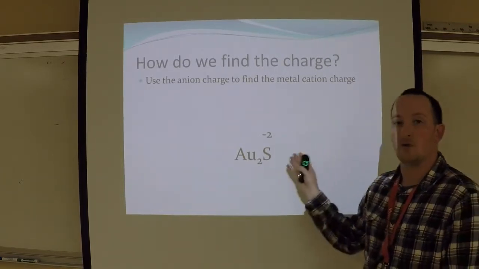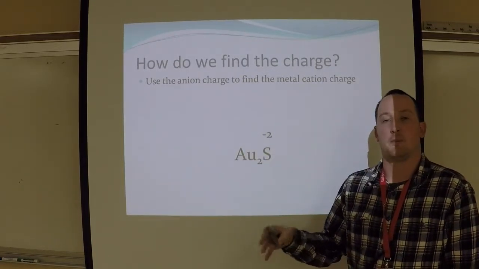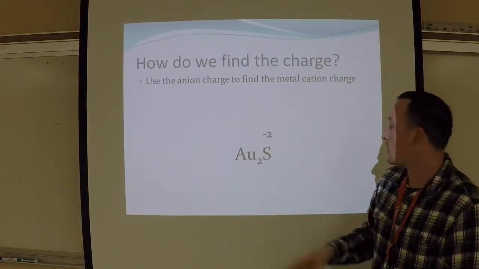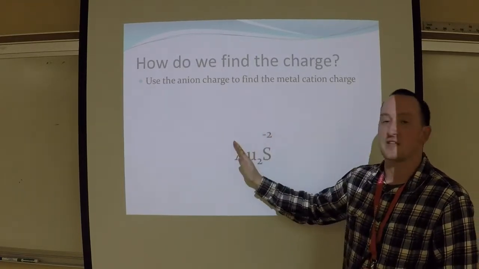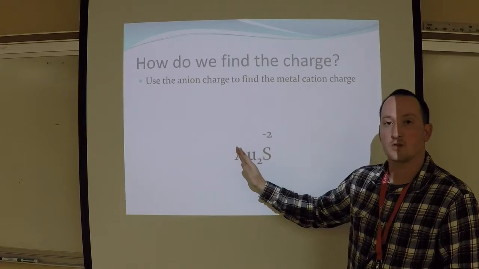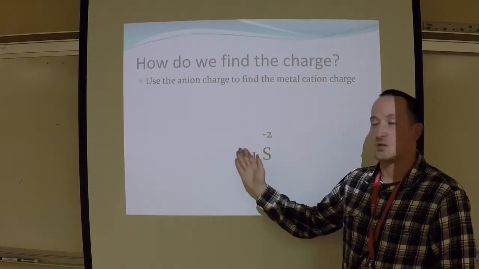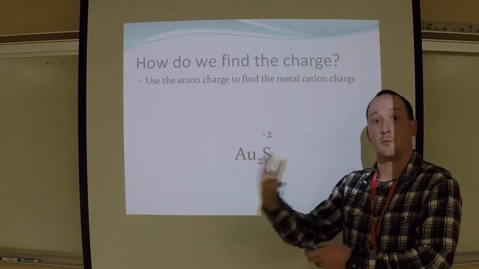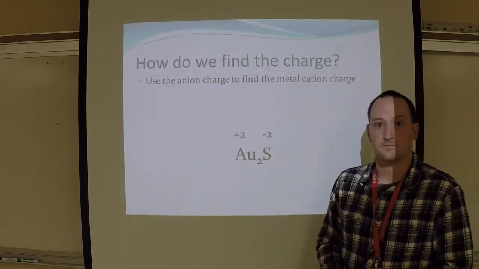So then what I'm going to do is, in every ionic compound, there always has to be a balance of charge. What I mean by that is, the charge of the sulfides has to be balanced out by the charge of the golds. So in other words, if the charge of my sulfides is -2, that means the charge on my gold atoms total has to be a +2.